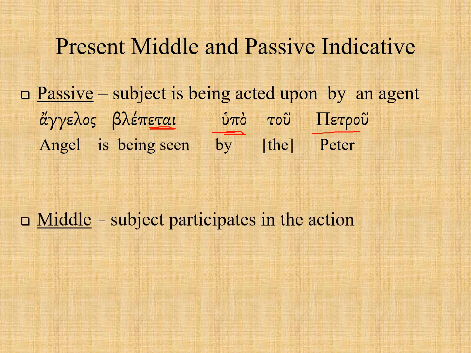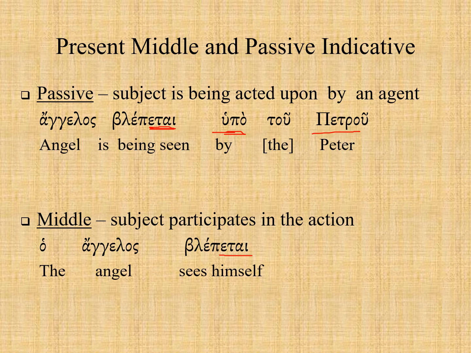And then we have thirdly the middle voice, which is somewhat different from English, where the subject participates in the action. Ho angelos blepetai. So the angel, and then we have the verb blepo, but in the form blepetai. The angel sees himself. And as you can see, that sounds like the reflexive type of verb in English.